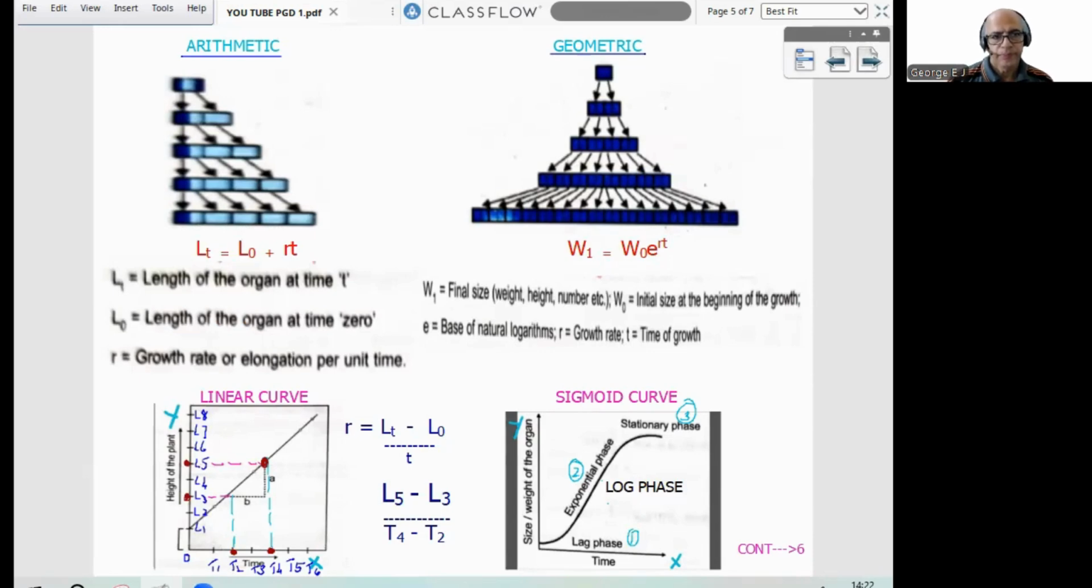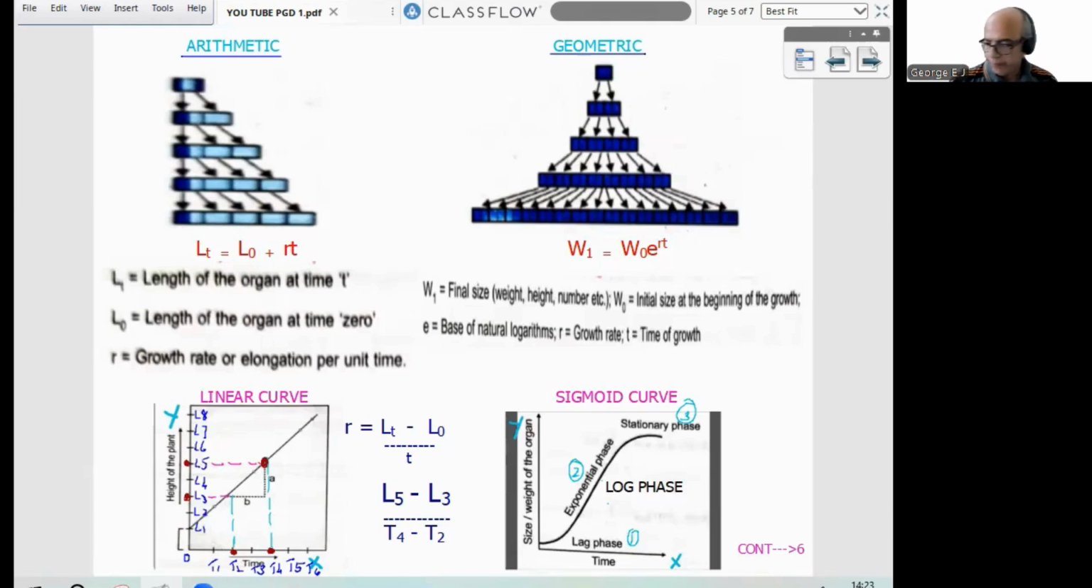The formula for the linear curve we already know. Linear graph, not linear curve, linear graph: LT equals L0 plus RT. So to find the rate, which is what the first square indirectly denotes, I have shown a dotted line there to show how we can find it. R equals LT minus L0 by T.